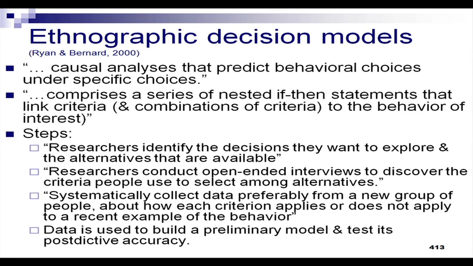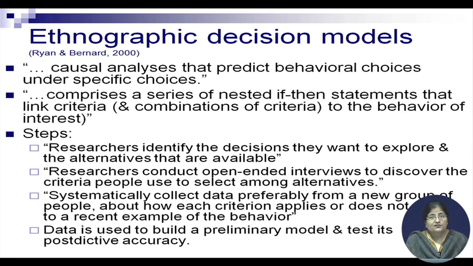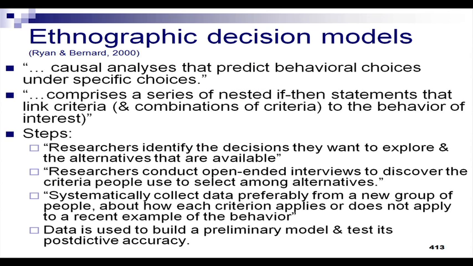The steps here are: number 1, researchers identify the decisions they want to explore and the alternatives that are available. So they find out what they want to do, and the alternatives that are available in order for them to do what they want to do. The second step is researchers conduct open-ended interviews to discover the criteria people use to select among alternatives. So they find out what kind of criteria people use to select among these alternatives.